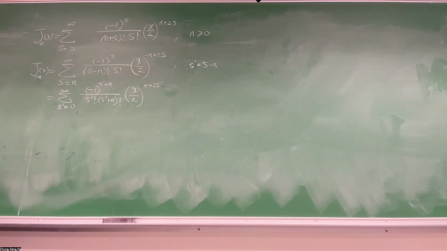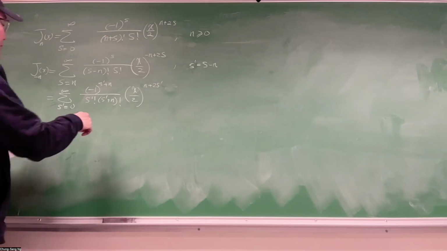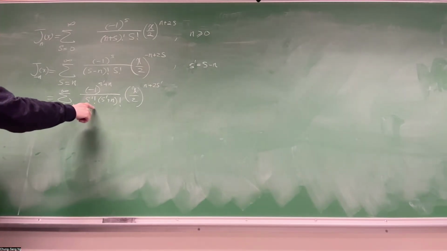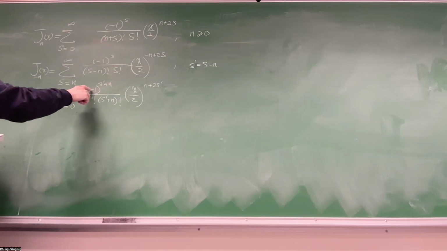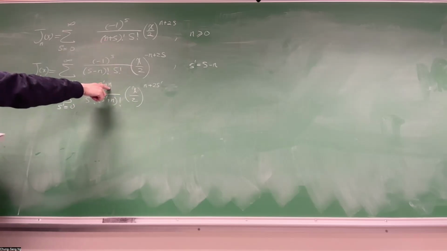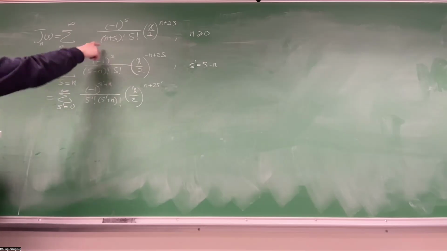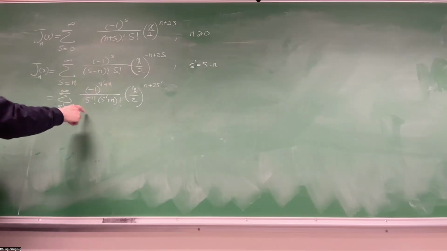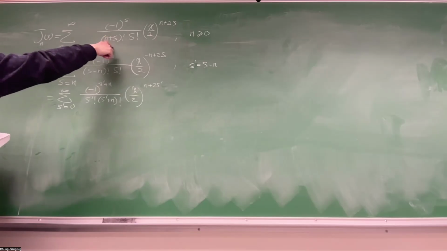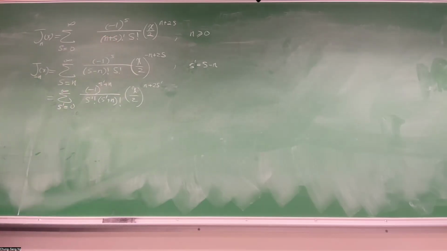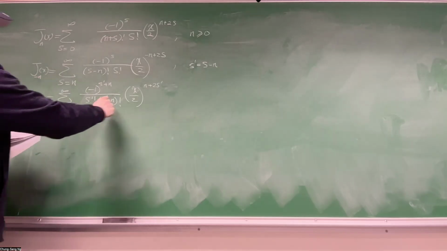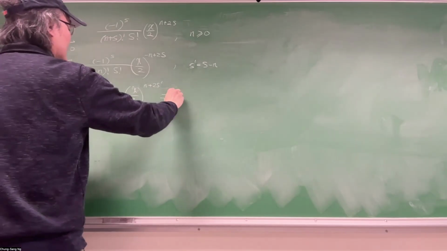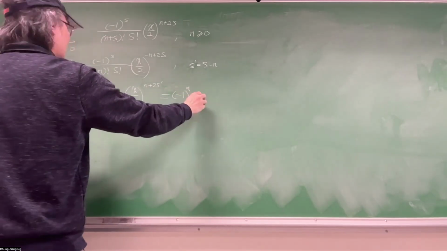Okay, so now we see that this actually is of the same form as this, except there's one factor, a minus 1 to the n power. Other than that, this is exactly the same. Other than s becoming s prime, but that doesn't matter. This is just a summation index, so you can call it whatever you want. So you can identify that as minus 1 to the power n.